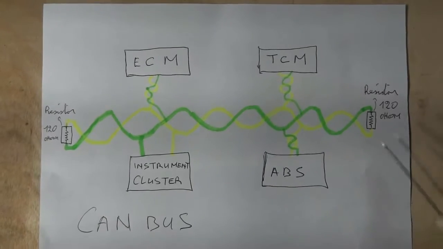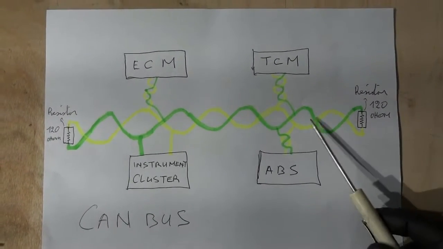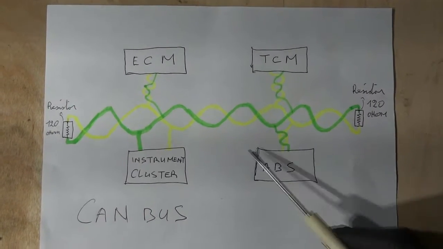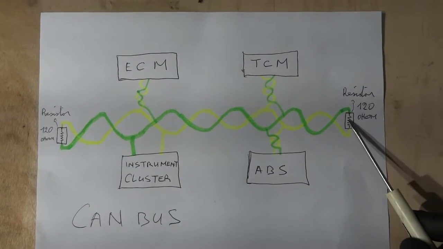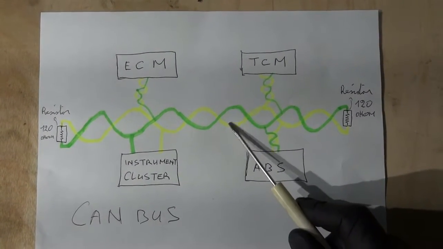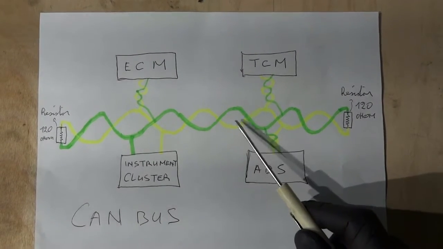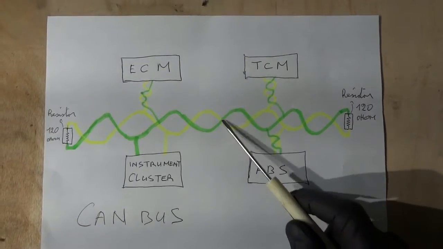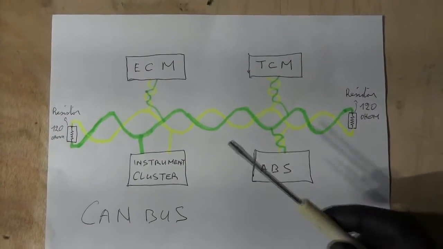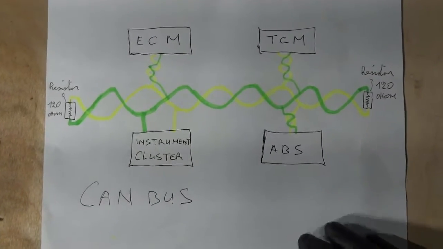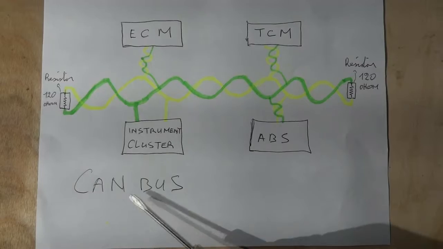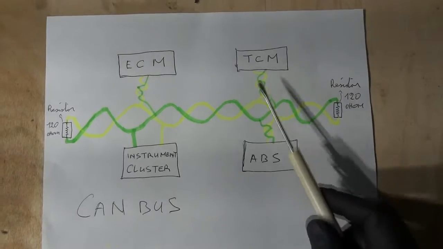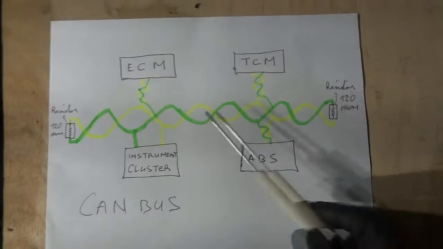Okay, like I said, a network that's not responding can be caused by an open wire in the network, a defective control module that's pulling the whole network down, an open resistor, or a shorted network wire, whether it's CAN high or CAN low, if a wire is shorted to either ground or power, or these two can be shorted together also. Okay, and again, just to recap, CAN bus means controller area network. That's the network that these control units use to talk to each other.